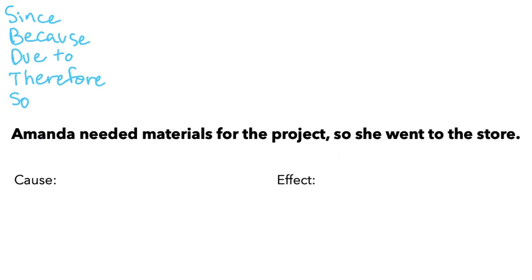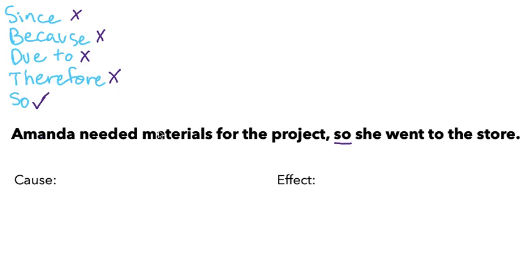Let's look for that. We don't have since, we don't have because, we don't have due to, we don't have therefore, and that leaves so. And right here, we do have so. Let's reread the sentence now that we know the key word. Amanda needed materials for the project, so she went to the store. So is the key word, and it shows us that there is cause and effect in this sentence.